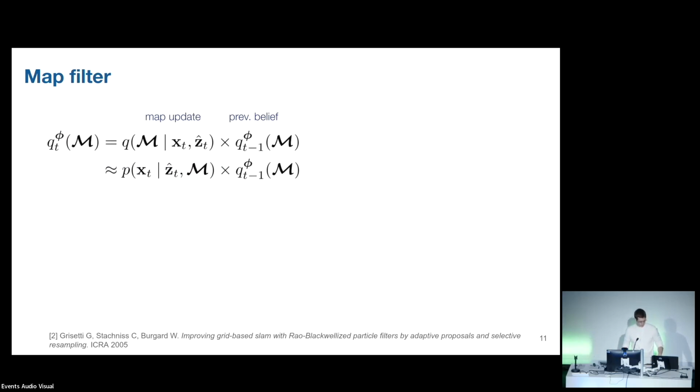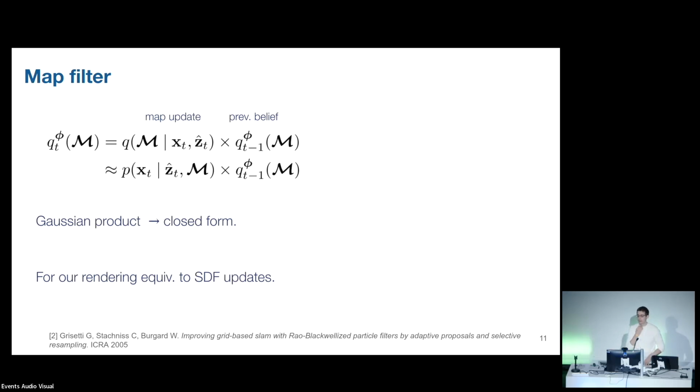So now getting to the filters themselves, first the map filter. The form that we obtain after derivation looks like this. So on the top line, you have a map update multiplied by the previous map belief. If those are Gaussian, which they are in our case, then this is very fast. It can be done in closed form. And the derivation here is very similar to what Grisetti et al. did in 2005 for 2D mapping. We just do it for 3D now.